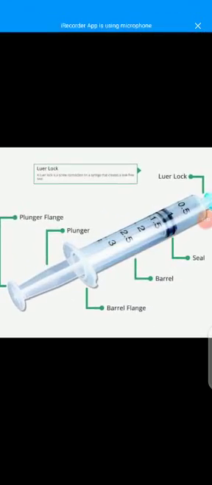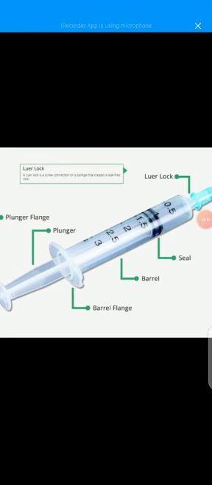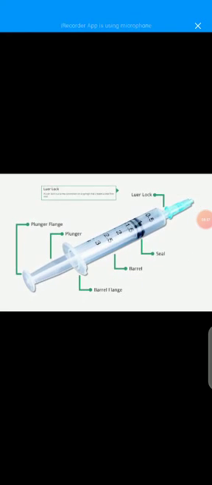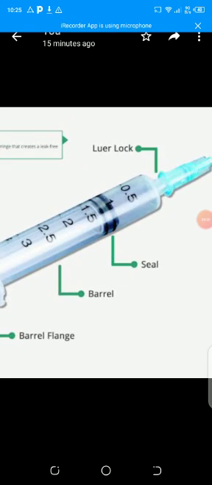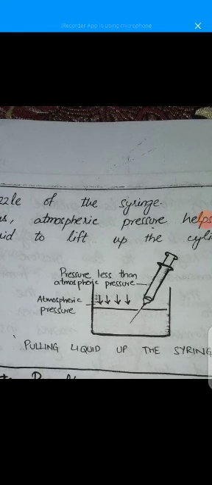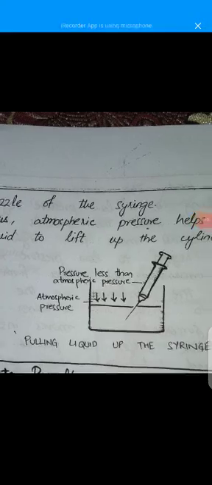Look at this diagram. It's a plunger, and we are sucking through the nozzle of the syringe. Thus, atmospheric pressure helps the fluid to lift up in the cylinder. We are going to look at this: the pressure inside is less than atmospheric pressure. So when we draw the cylinder, the liquid is going to be inside the syringe, pulling liquid up into the syringe.